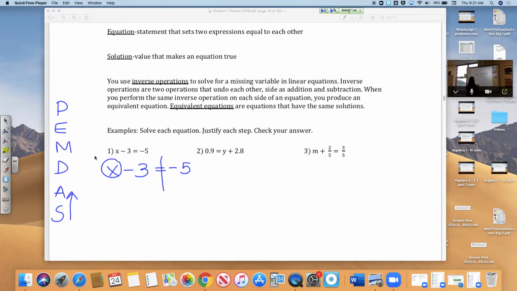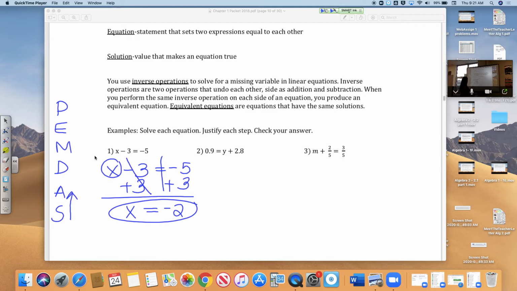Because this equation has subtraction, I'm going to cancel that out first. The opposite of subtraction is addition. So I'm going to add 3 to both sides to cancel these out. Here's the type of work I like to show. I like to draw this horizontal line to show what I'm doing. And then I get x on the left-hand side, and on the right-hand side, negative 5 plus 3 is negative 2. So that is my final answer.